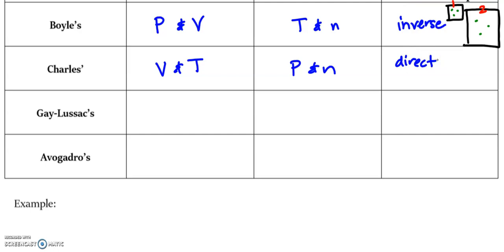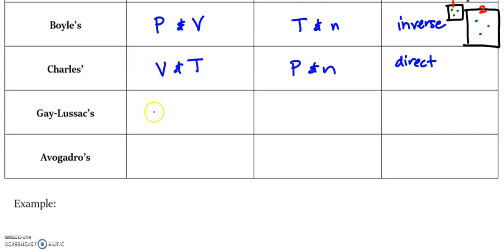So if you have a container with flexible sides, let's say, so your volume can change, and you increase the temperature, those molecules are going to move faster and hit the sides more. If the sides are flexible, it's going to spread out and get bigger. Okay, so this is direct: as the temperature increases, the volume would also increase.